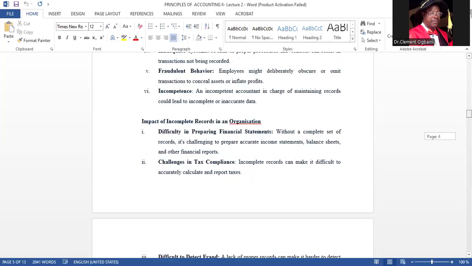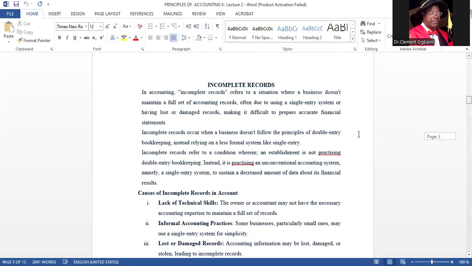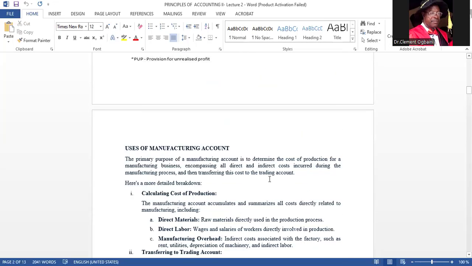So these Principles of Accounting 2 lessons that we have taught are just the tip of the iceberg. You need to know more. You need to buy books in accounting. You need to engage in private study, so that you can have an in-depth and clearer knowledge of accounting. So this is where we are ending Principles of Accounting 2.